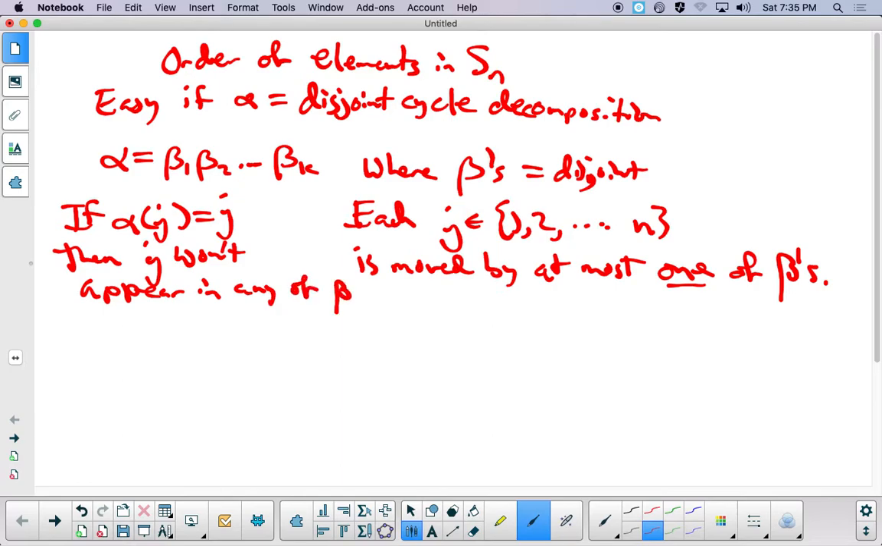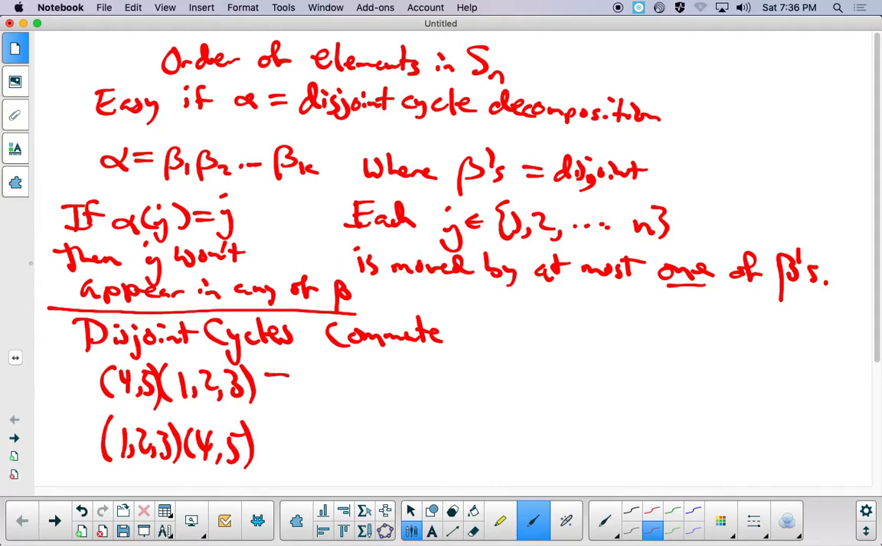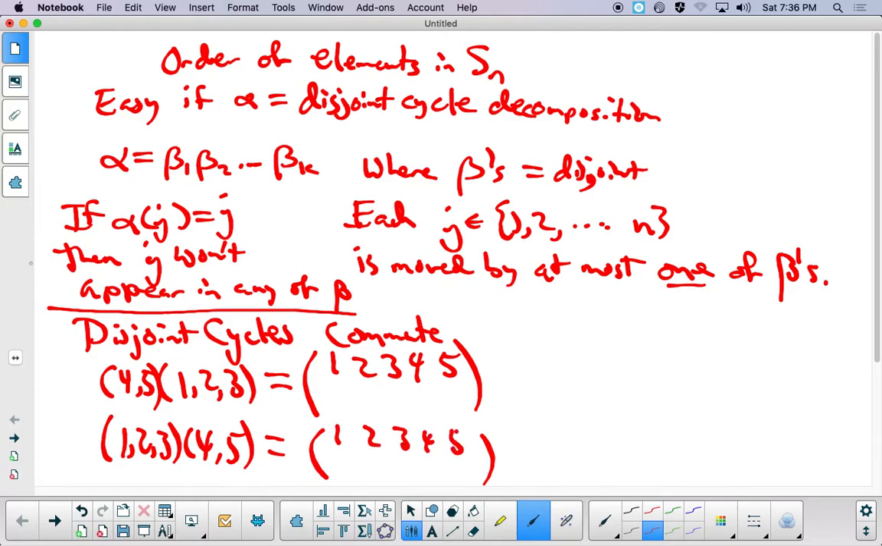And it's important to realize that disjoint cycles commute. The easiest way of seeing this is to take two very basic disjoint cycles. We'll look at (1 2 3) and (4 5), and we will do them in both orders. We're going to look at their two-row notation, and in both of these we have the same top row.